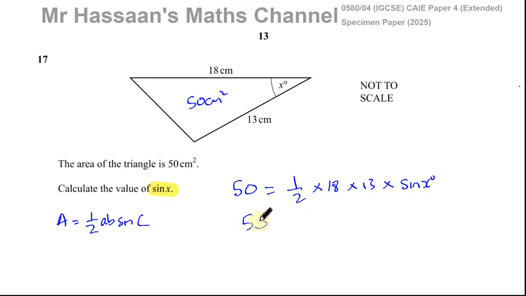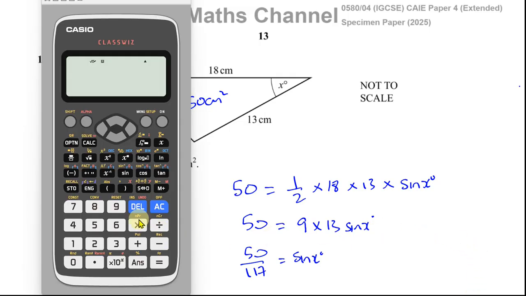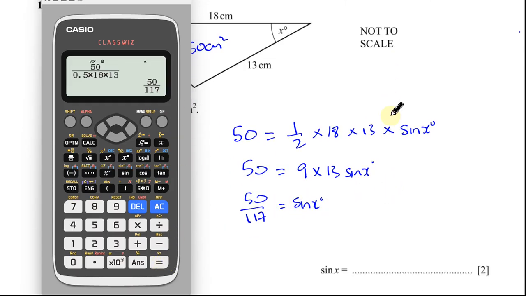So you have 50 equals a half times 18 is 9 times 13 times sine of x. So we have 9 times 13, which is 90 plus 27, 117. So you have 50 divided by 117 is equal to the sine of x. This, as I said, this question could actually be a non-calculator question. So, just to make sure, 50 divided by half, 0.5, times 18 times 13. That should give us 50 over 117. So that is the value of sine x.